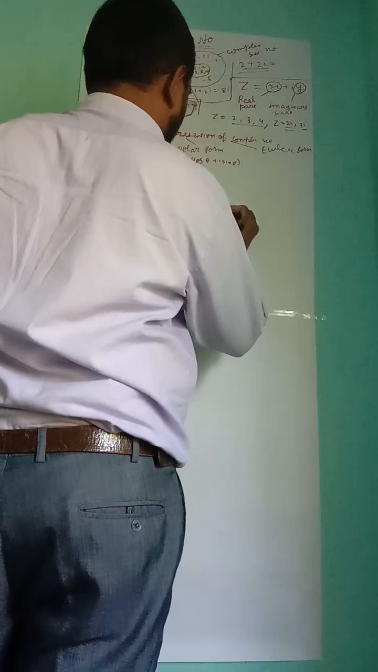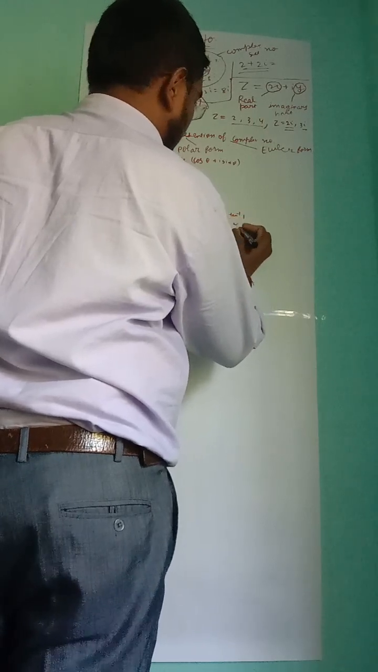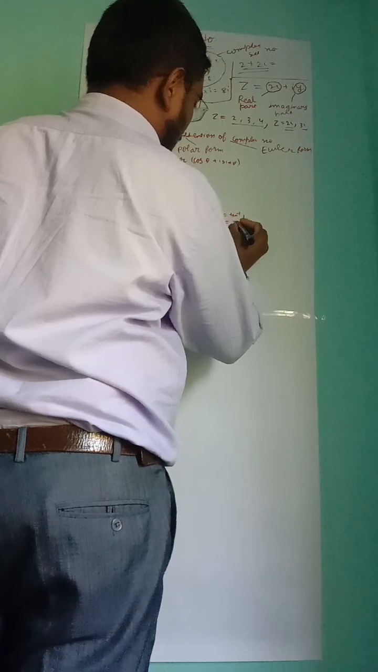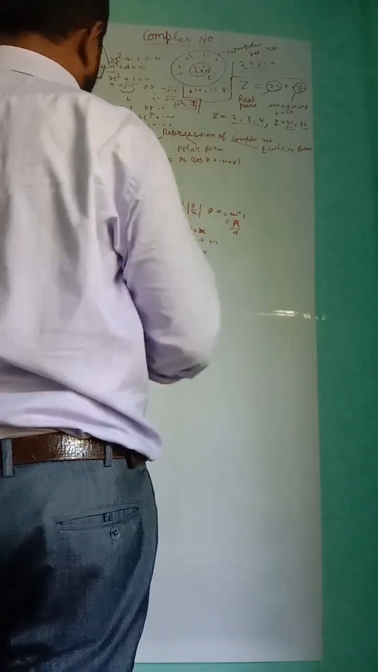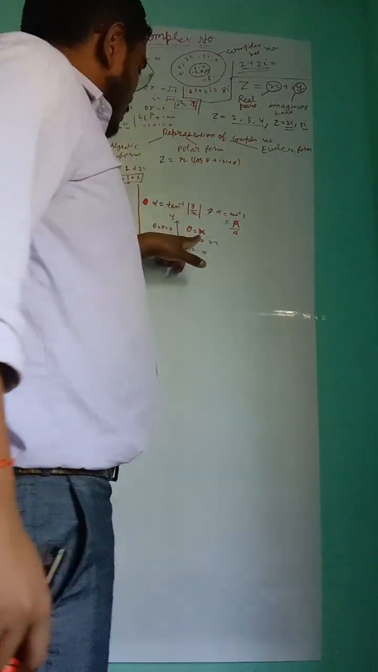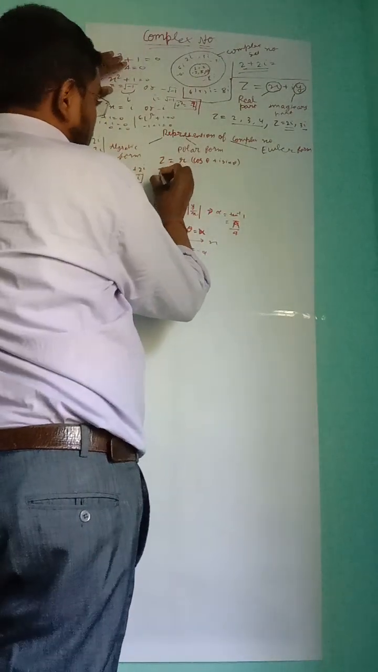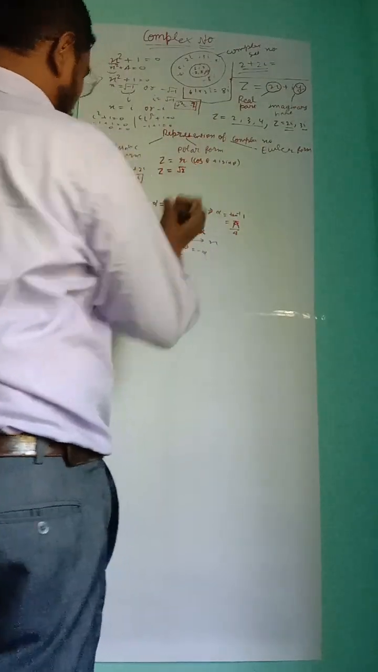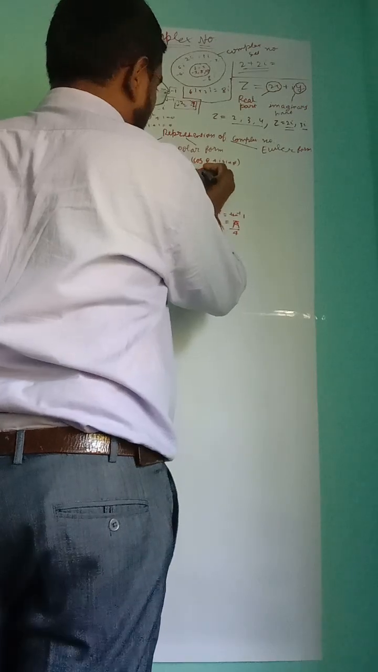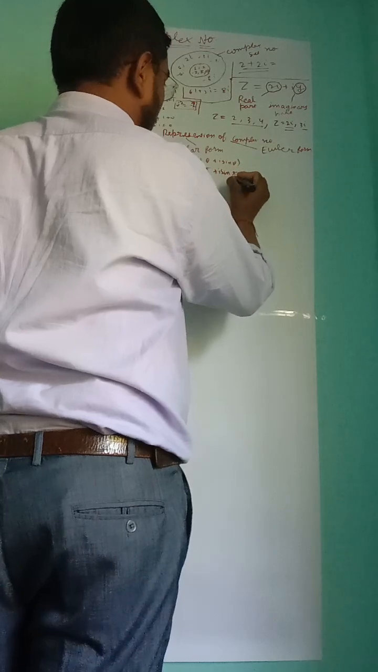So what is theta here? Alpha is equal to tan inverse 1, which is pi by 4. So this number is lying in first quadrant, so theta is equal to alpha. Now in polar form we can write z as root 2 into cos pi by 4 plus iota sin pi by 4. So this is my representation of polar form.